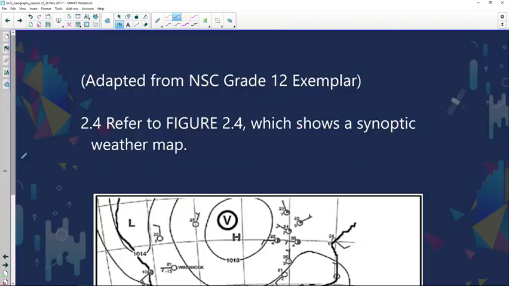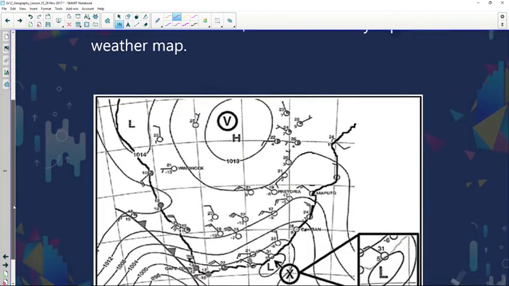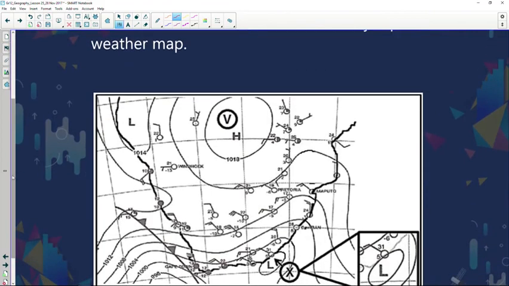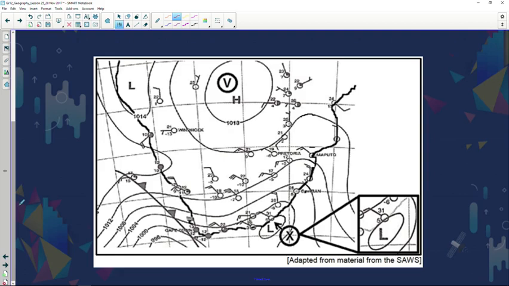Okay, 2.4. Refer to figure 2.4, which shows a synoptic chart. Before we look at the question, let's look at some clues over here. Obviously, if I look at this synoptic chart, my first clue is this high pressure over the interior. And when there's a high pressure in the interior, that high pressure is known as the Kalahari high pressure. Immediately I know it's winter.